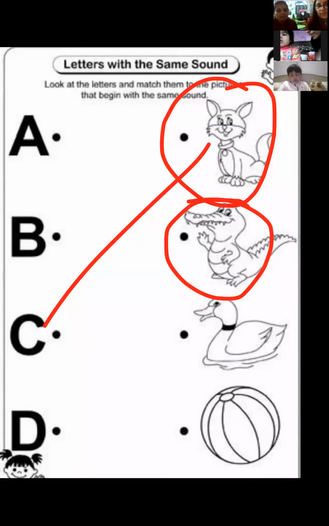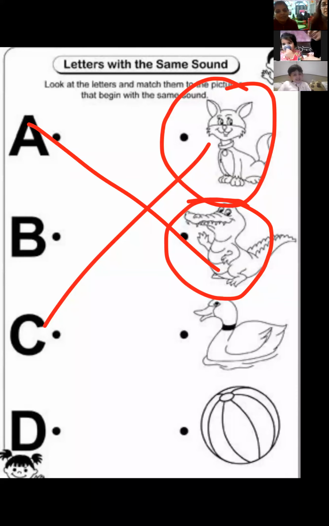Okay. Octopus? Alligator. And which letter will come? Which letter will it make? Alligator. Which letter will come?